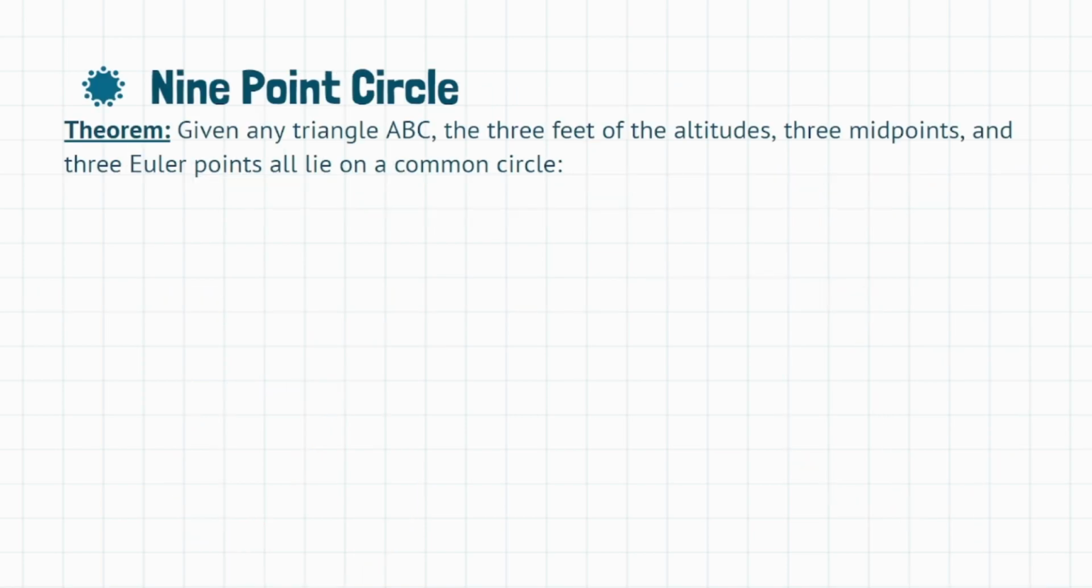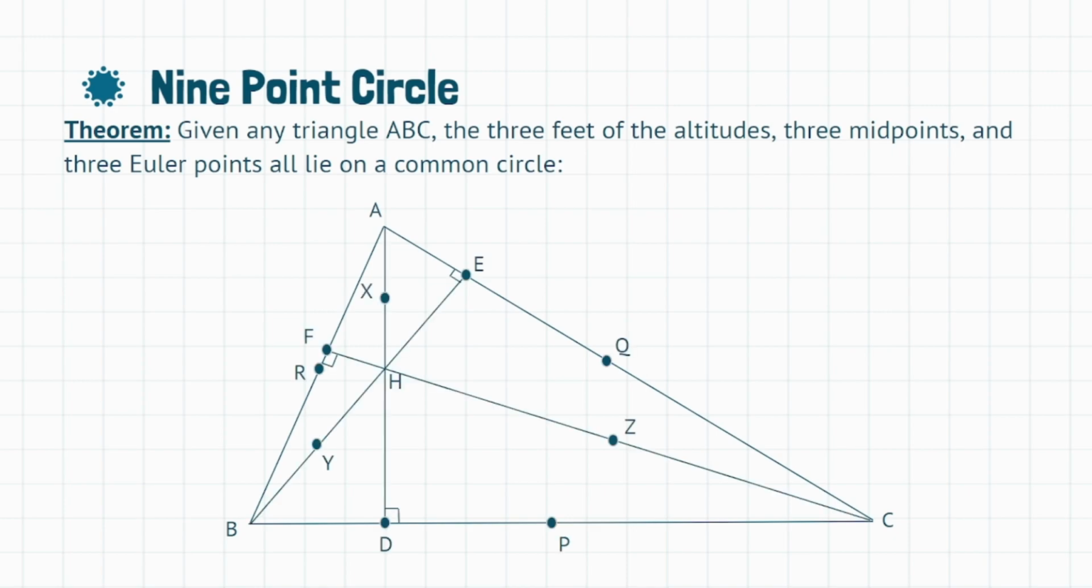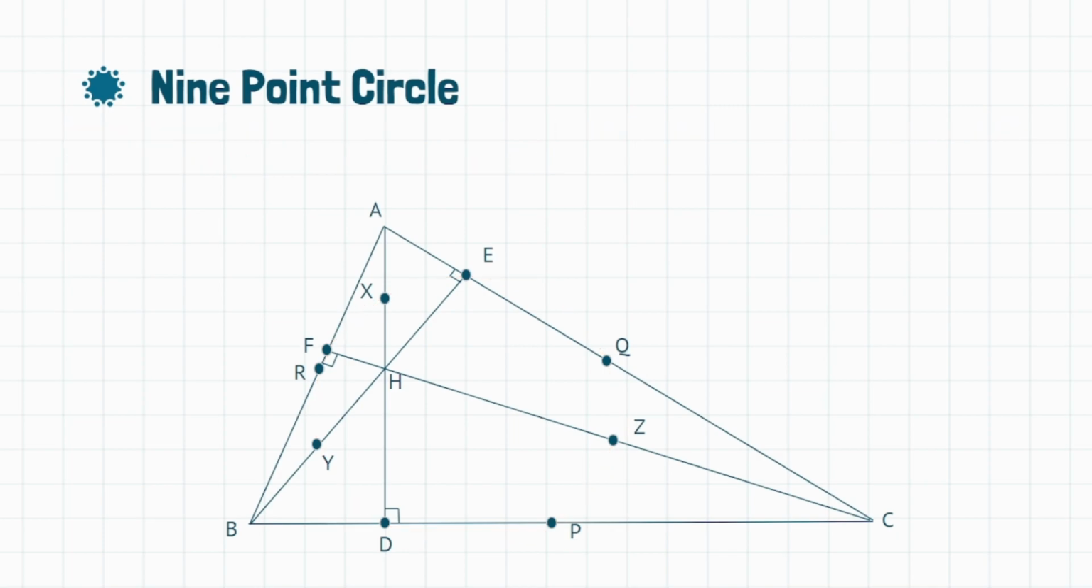Using our understanding thus far, we would like to prove that given any triangle ABC, the 3 feet of the altitudes, 3 midpoints and 3 Euler points all lie on a common circle. We denote the concurrent point of the altitudes as H, the orthocenter.